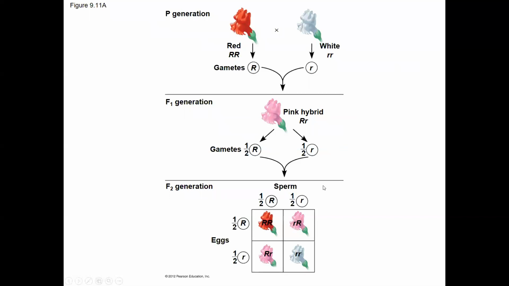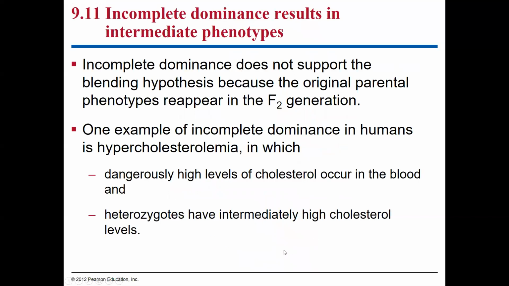So if you are to cross two hybrid individuals here that are pink, you're going to get a test cross of individuals that now have probabilities for having all of the flower colors, both parental and the F1 generation colors. So incomplete dominance does not support the blending hypothesis, which was debunked because the original parental phenotypes reappear in the F2 generation.